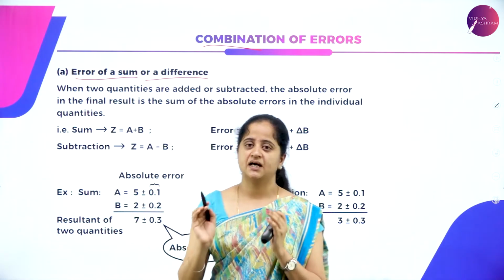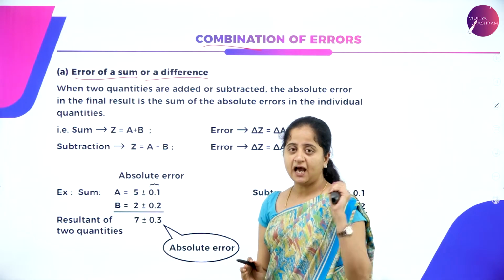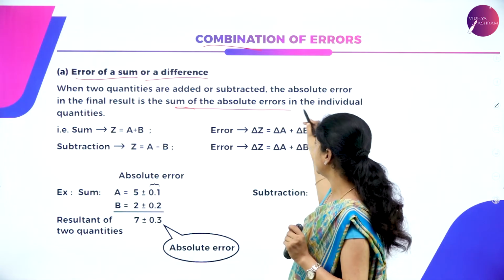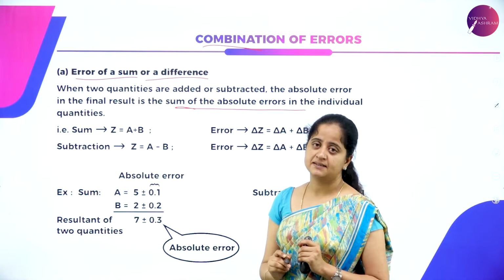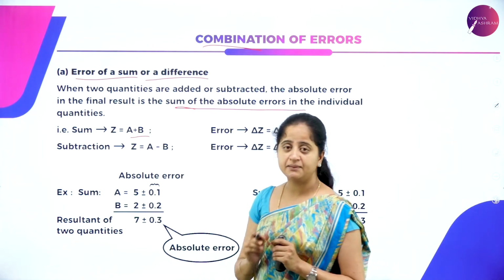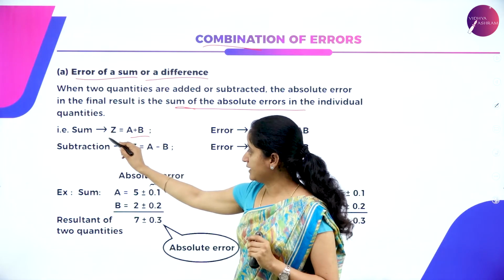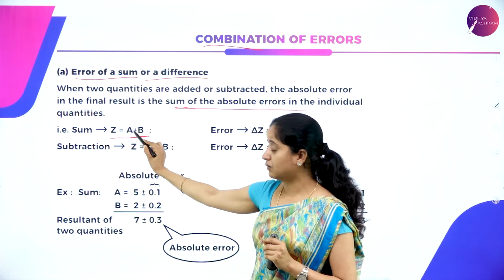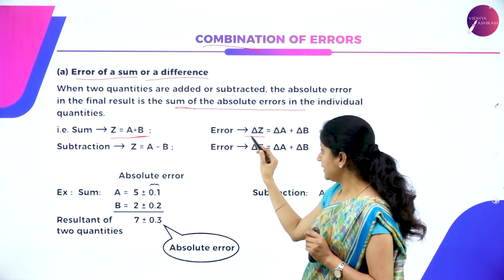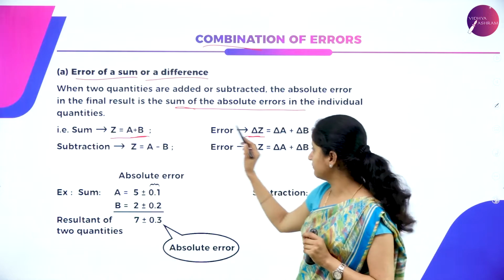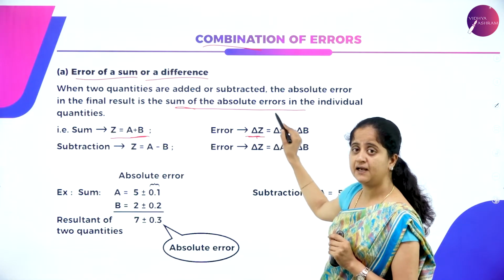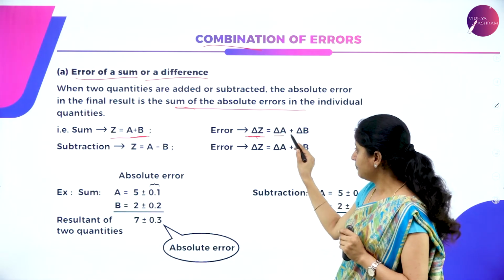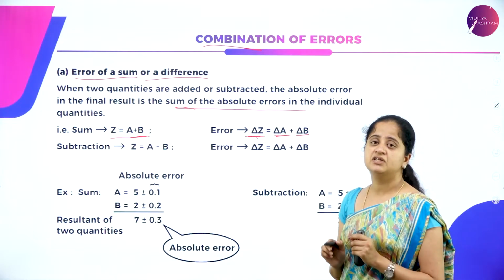Combination of errors. In that, first we have error of a sum or a difference. When two quantities are added or subtracted, the absolute error in the final result is nothing but the sum of the absolute errors in the individual quantities. For example, if we have A and B as two quantities, then how to find the sum? Let us say Z is the result of the sum of these two quantities. So Z is equal to A plus B. The error in that measurement, that is Z, is delta Z. Delta Z is the absolute error present in the final result, which is equal to the sum of the absolute errors of the individual quantities.